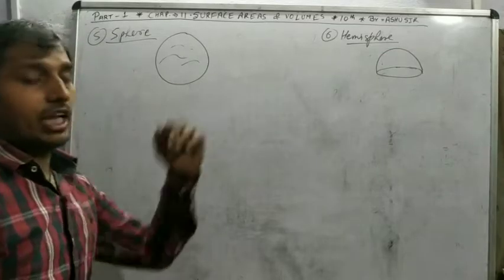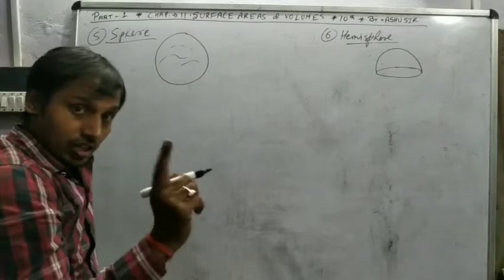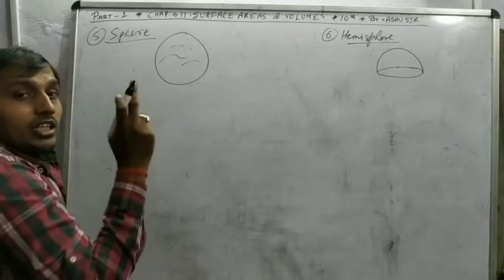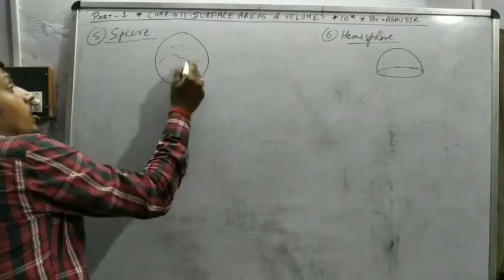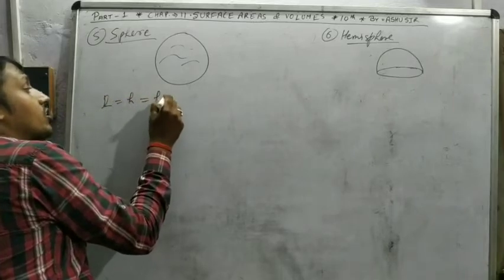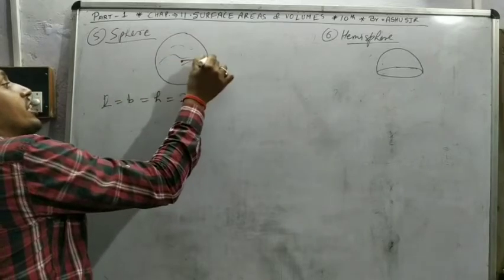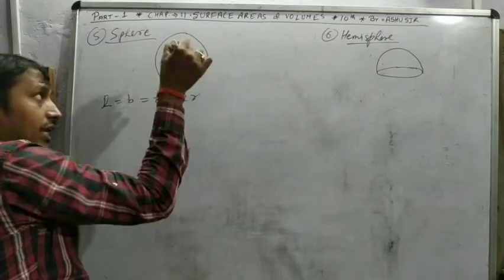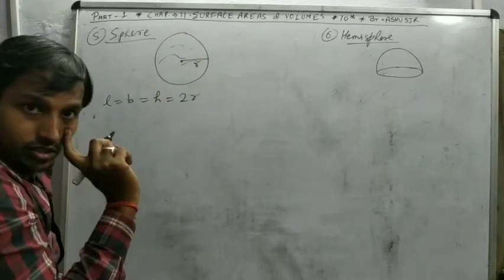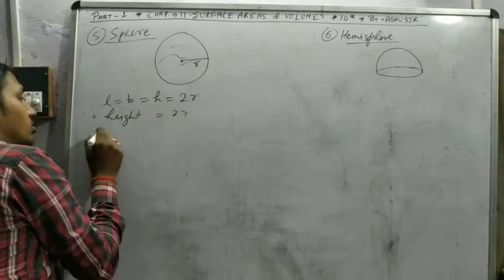Next, sphere and hemisphere. They are also in class 9. That's a ball, not a circle. Circle is a 2-dimensional figure and sphere is a 3-dimensional figure. It has length, breadth and height, all. So here length, breadth and height are all equal to 2r, where r is the radius. So you can say there is no base, so there is no base area, but its height is 2r.